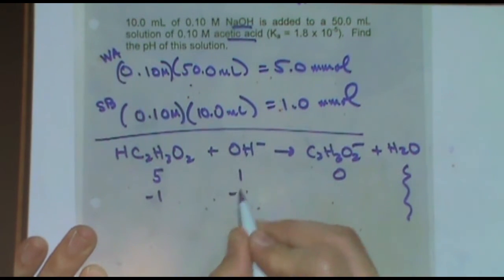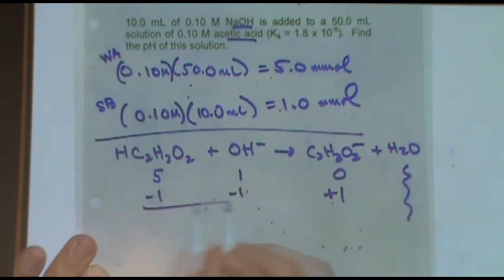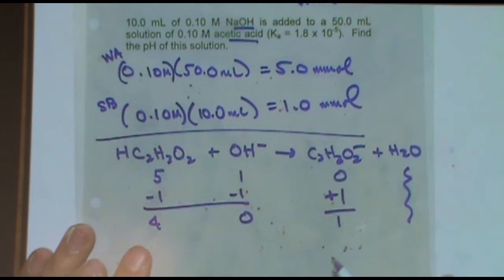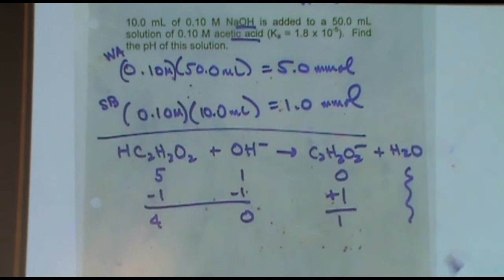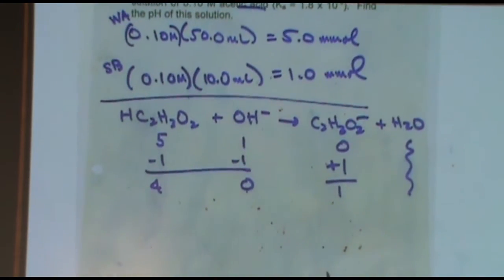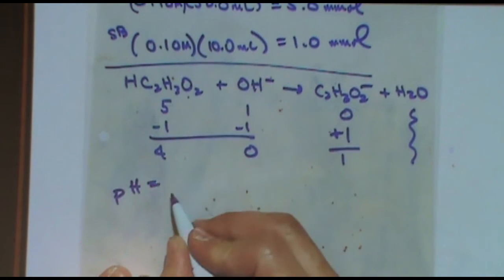We're going to subtract the limiting reactant, which is the smaller one, and add that amount to the products. So we get 4, 0, and 1. So you see now why we have a buffer. We have, where my pen is, the conjugate base, and then we have 4 of the original weak acid. So you could use the ice table, but it's much easier to use the Henderson-Hasselbalch at this point.